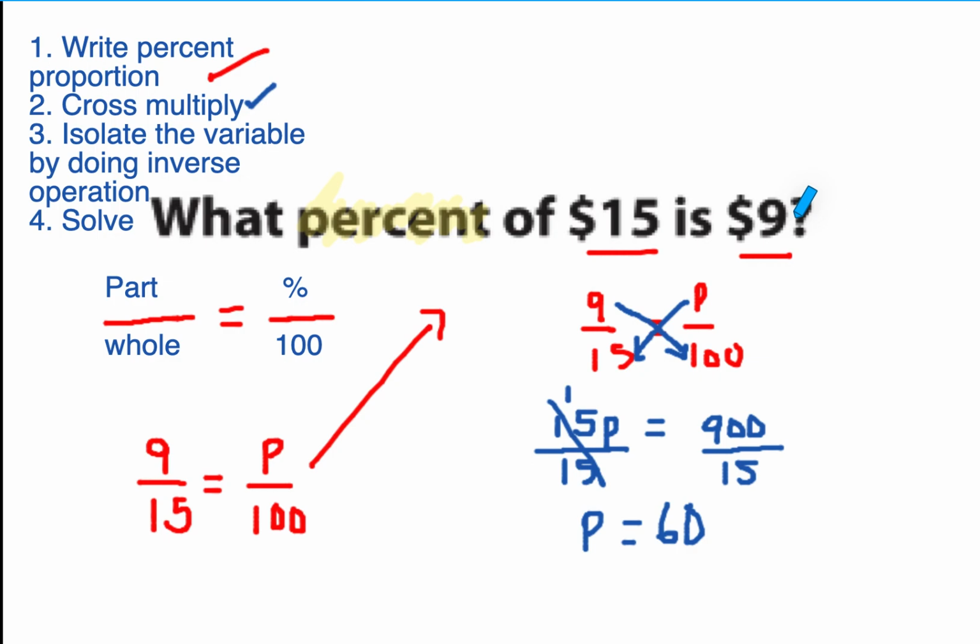What percent of $15 is 9? Well, if you're going to give me $9, you are giving me 60% of your money. That's more than half. And that's a good deal if I'm getting it, but not a good deal if you're giving it away.